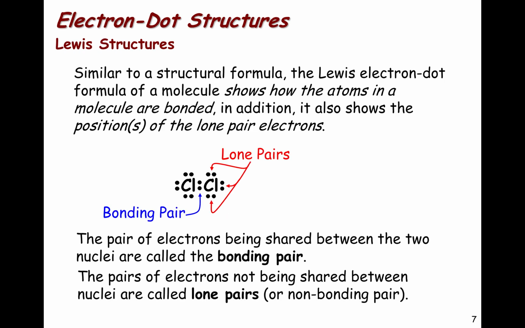We're going to be drawing Lewis dot structures, and much like structural formulas, Lewis dot structures tell us something about how the atoms are arranged in space, but also give us an idea of the different kinds of electrons that are present in the molecule. As you can see here, we have the Lewis dot structure for the elemental chlorine, or Cl2, molecule. In this case, a single chlorine atom would have 7 valence electrons, for a total of 14 for 2 chlorines.